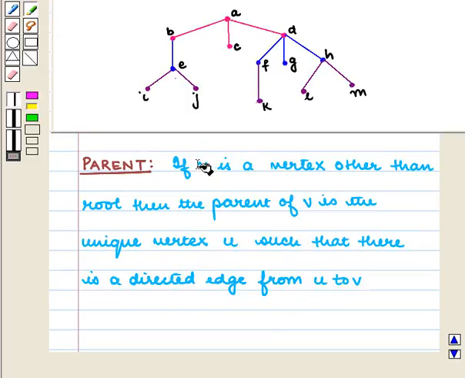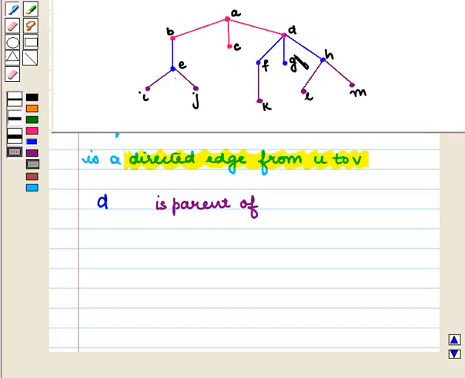If V is a vertex other than the root, then the parent of V is the unique vertex U such that there is a directed edge from U to V. Here in the graph we can see that D is a parent of F, G and H, and also root A is a parent of D.